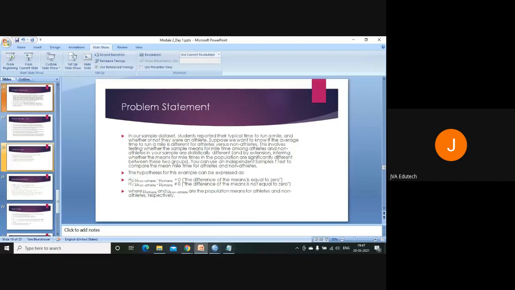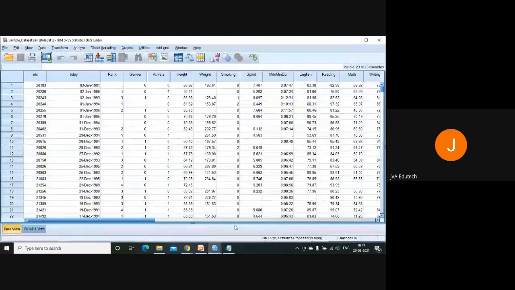So this is our data set. You can see the groups of athlete, 0 and 1. 0 is non-athlete, 1 is athlete, and the mile time in minutes is the duration, how much time they took to run a mile. These two things we are going to check.